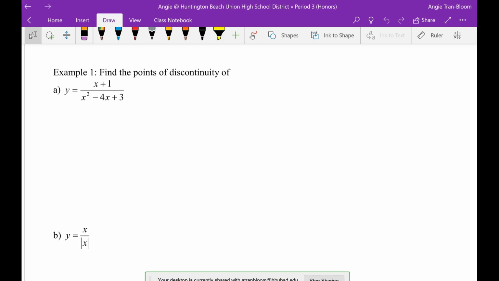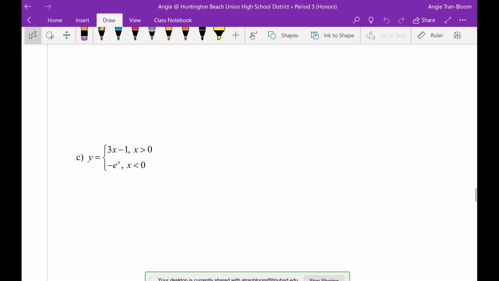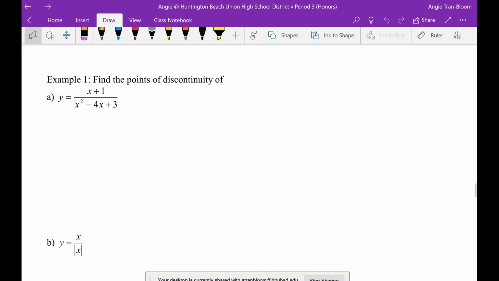Example 1. Find the point or points of discontinuity. So there are 4 types of discontinuity, y'all. What are the 4? Hole. Is that a removable? Yeah. Infinite? Yeah. Jump? Oscillation. Yes. Okay. Everything she said. Now, example 1, ABC, I believe. We have ABC. It says find the discontinuities.